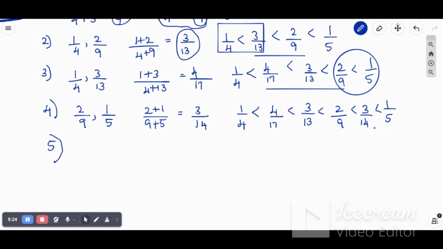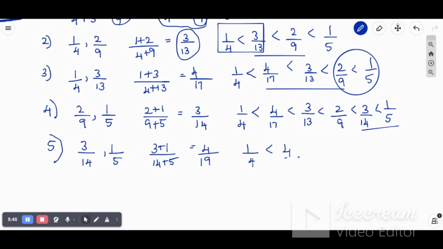So for easier purposes, I am again going to take the last two. So if I take the last two, 3 by 14, comma 1 by 5, this will be 3 plus 1 by 14 plus 5, which will be equal to 4 by 19. So this again lies between the other two rational numbers.